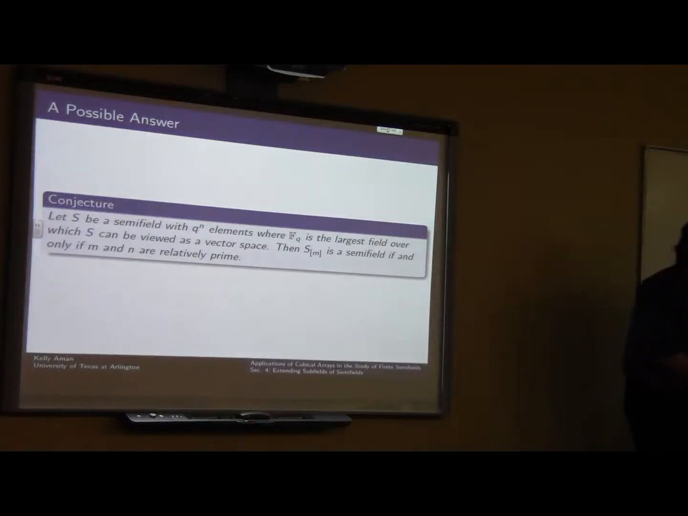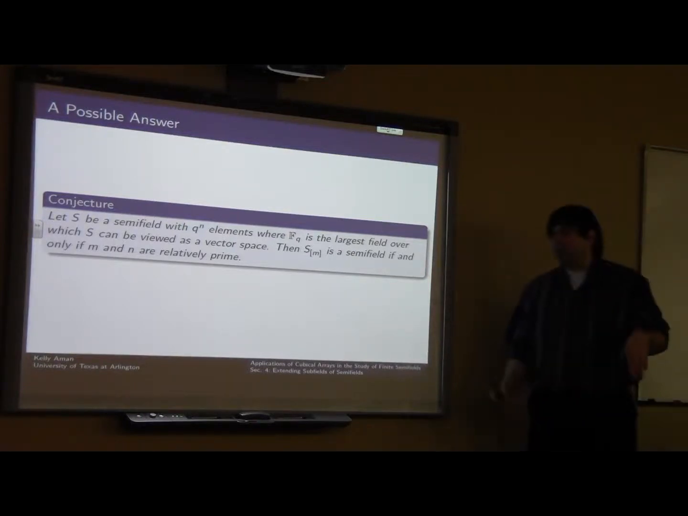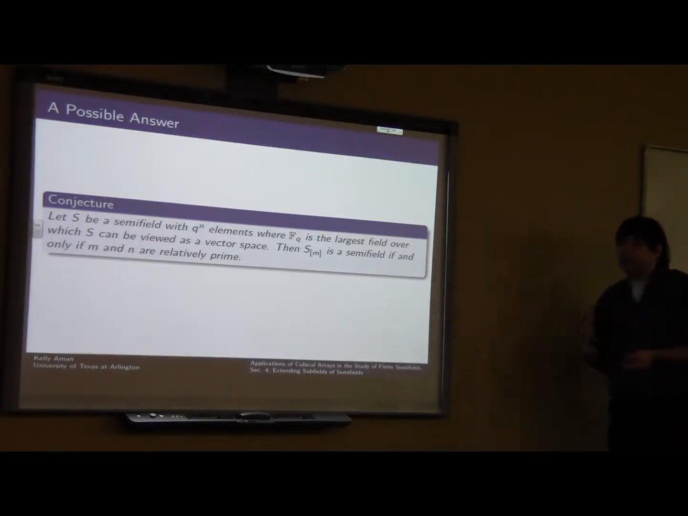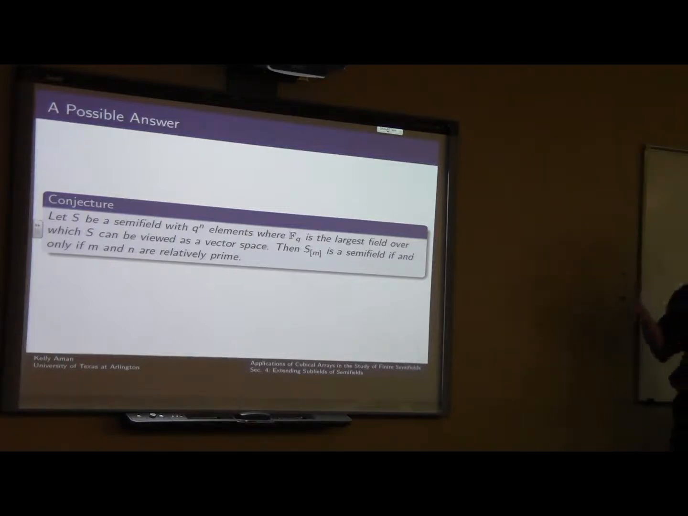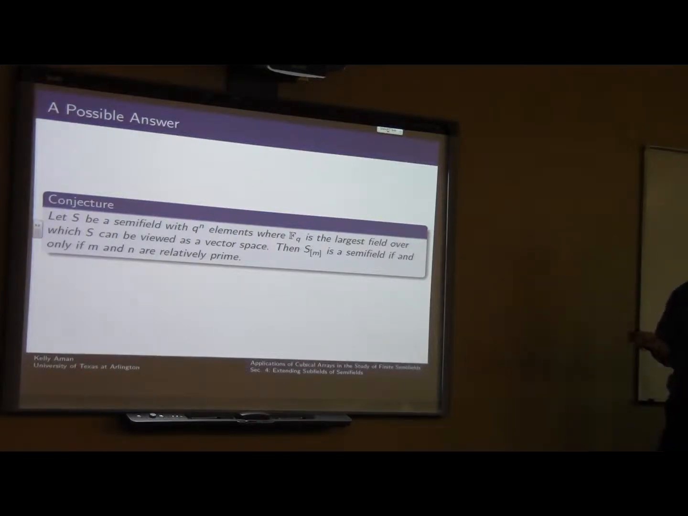And so this is my conjecture about this. I'm still not sure how I'm going to prove this, but it seems to me that, let's say you've got a semifield S with Q to the n elements, where Q is the largest field over which you can view S as a vector space. Then the M inflation of S will be a semifield if and only if M and N are relatively prime. So that's probably the case, but I still have to work on that.